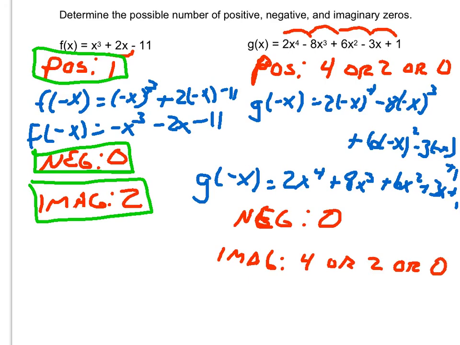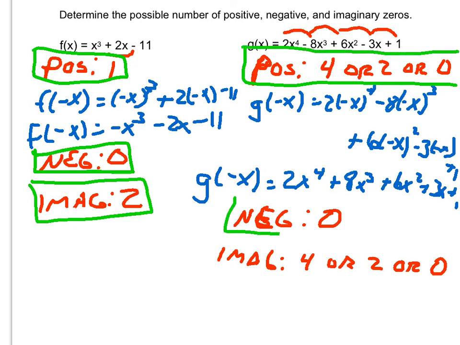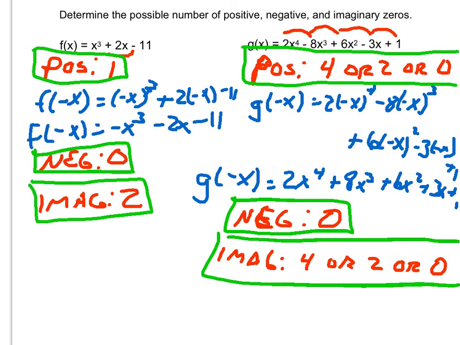And that's what we're looking for. How many possibles to expect? 4 or 2 or 0 positives, no negatives, and 4 or 2 or 0 imaginary solutions.